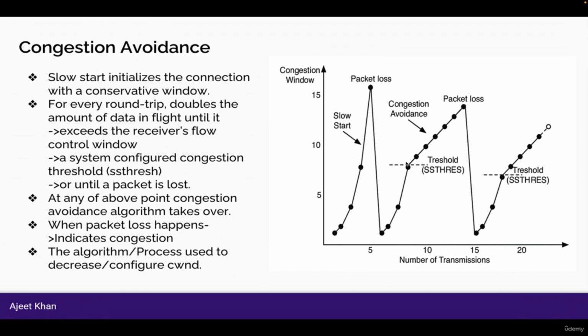If the threshold is met, it will incrementally start increasing the congestion window, and it will keep on incrementing until a packet loss happens. If a packet loss happens, it may configure the threshold to be a bit lower than the previous one. Then it will start increasing the CWND size again. So this is how the congestion avoidance algorithm works. Hope this video was useful. See you in the next one.